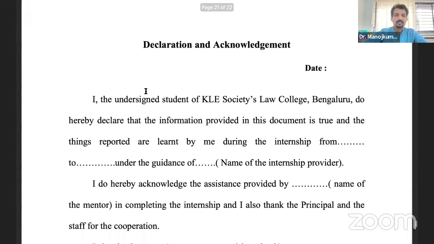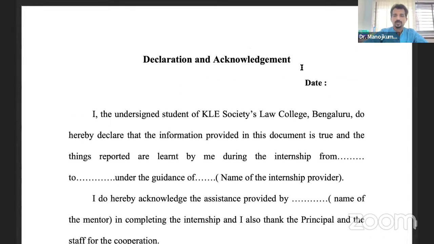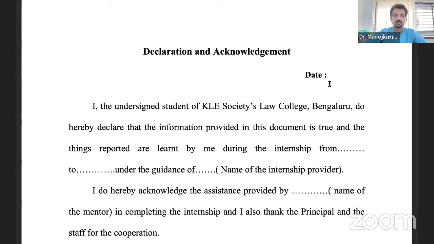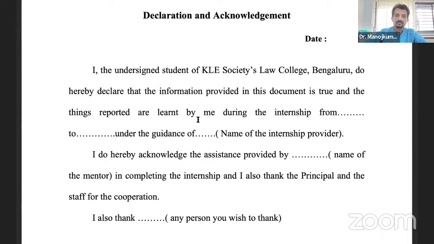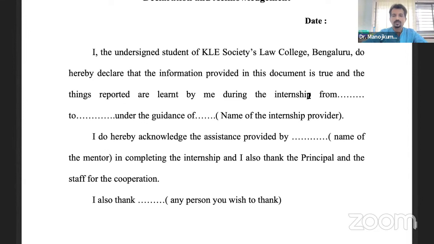Then at the end, you have a declaration to give. Mention the date, the last date of the internship, or maybe the date on which you're submitting. You have to fill the blanks here. You can write the whole declaration in your handwriting, following the same text, and fill the blanks. It says these things reported are learned by me during the internship from so and so date to so and so date under the guidance of the name of the internship provider.